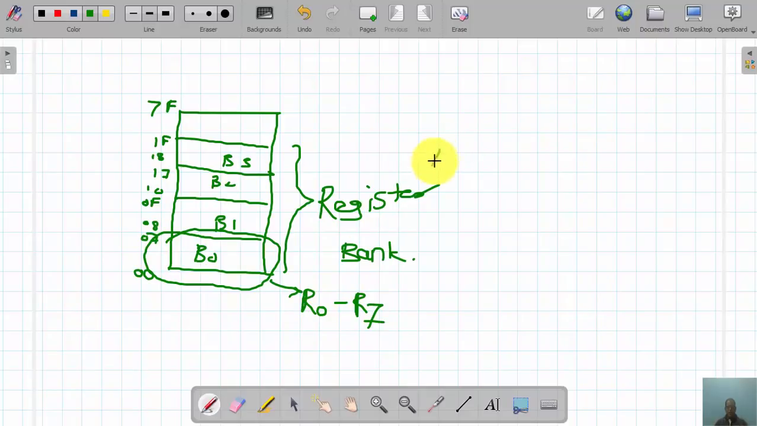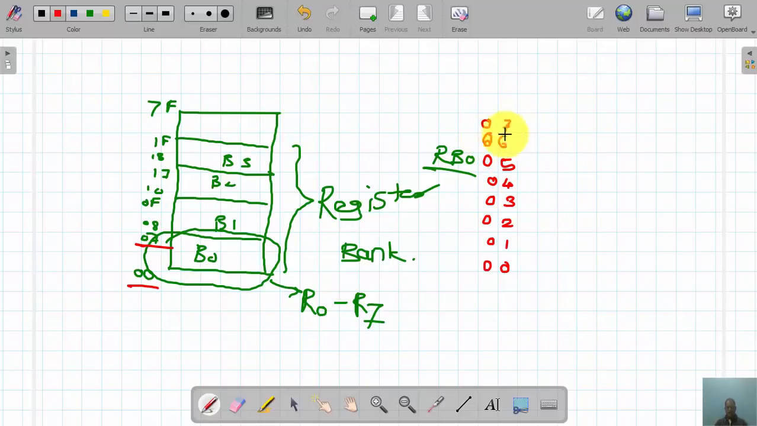When I talk about register bank 0, as indicated here, it starts from 00 and ends at 07, meaning 00 is the first location, 01 the second, 02 the third, 03 the fourth, 04 the fifth, 05 the sixth, 06 the seventh and 07 the eighth. In this way there are 8 slots in register bank 0. Similarly, with bank 1, again there are 8 slots. Each of these slots is denoted as R0, R1, R2 up to R7, meaning a total of 8 registers.